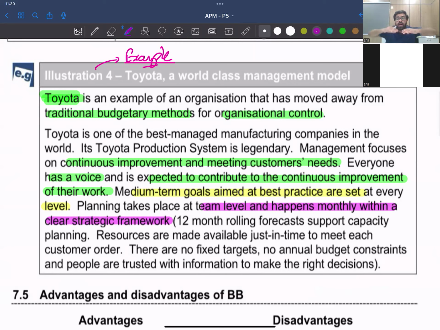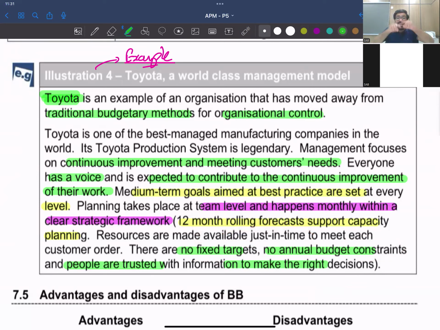So rather than going top down, where the top guys decide and the down guys follow, it's teamwork that plays, right? A 12 months rolling forecast supports capacity planning. So it's a rolling forecast as well. Resources are made available just in time to meet each customer order. There are no fixed targets, no annual budget constraints. People are trusted with information. See, that's the main thing of beyond budgeting: no fixed targets, no annual budget constraints. People are trusted to make the right decisions.